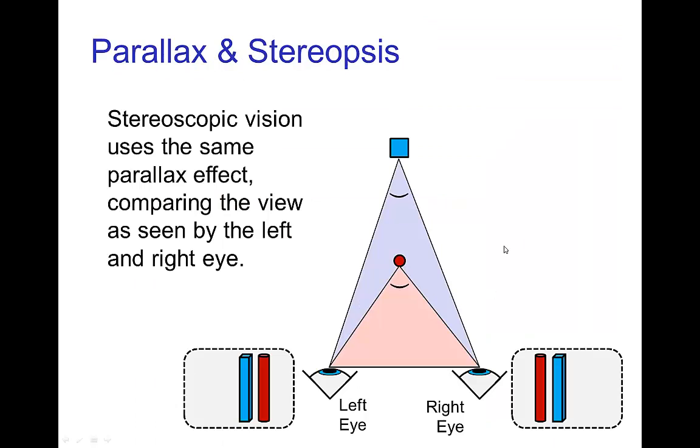Now, parallax also works if instead of moving a single camera, we have two cameras looking at a scene. Or even simpler, if we think about our stereoscopic vision, in which we have a left eye and a right eye, which are sending images to the brain. In this case, the red object appears closer to us than the blue object because of its different position in the field of view from the left eye to the right eye. So again, this is parallax used to establish a sense of depth.